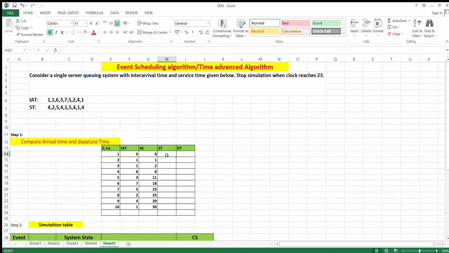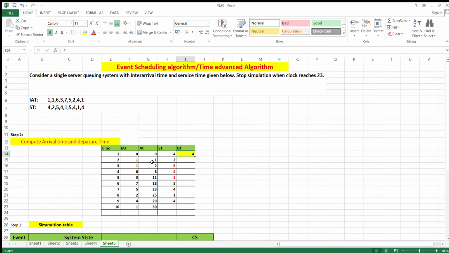Now write the service times as given in the question: 4, 2, 5, 4, 1, 5, 4, 1, 4. So find out departure time. Departure time for the first customer was arrival time 0 plus service time 4, 0 plus 4, 4. Now the departure time for the second customer.